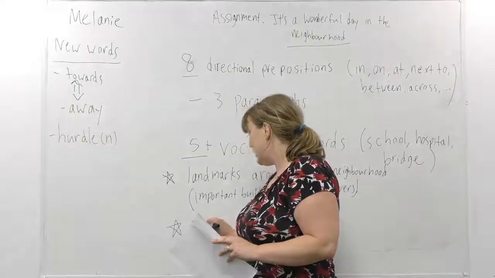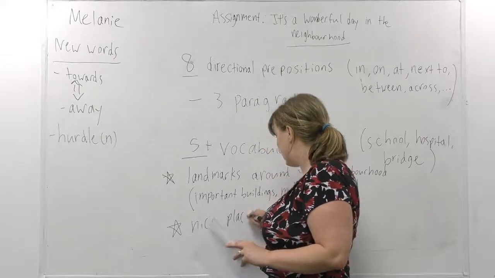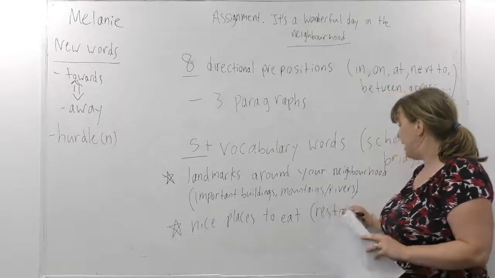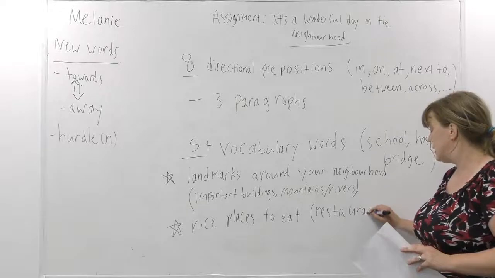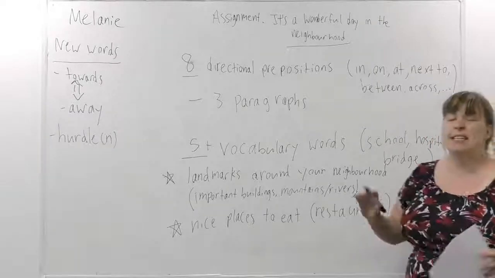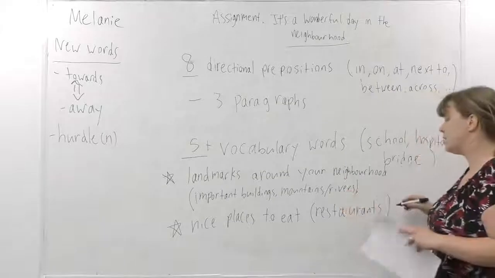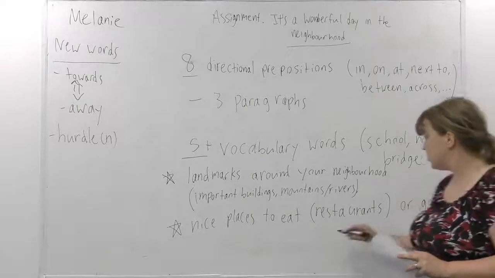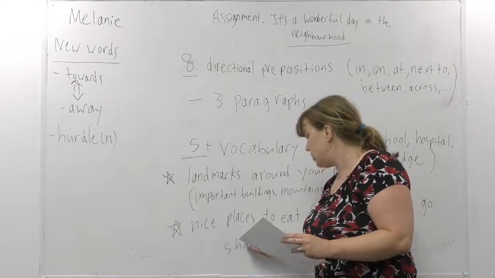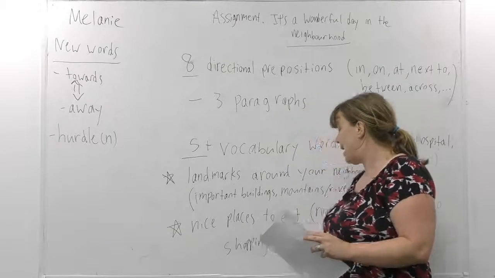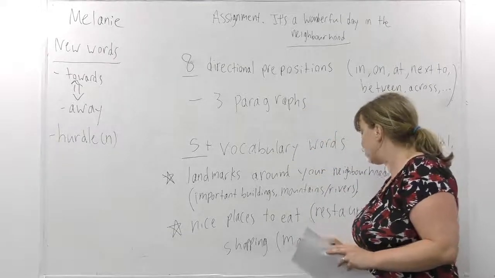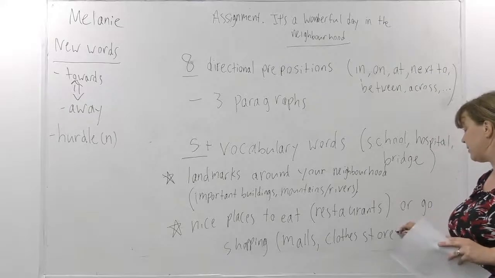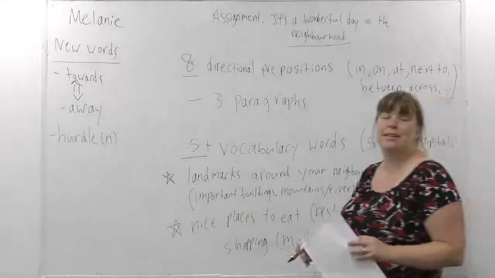All right. Nice places to eat, such as restaurants. And you could say, what kind of restaurant? Is it McDonald's? Or is it a fancy Italian restaurant? Sushi restaurants? Nice places to eat or go shopping. Okay. So for shopping, do you have malls or clothing stores, shoe stores, etc.? You could include cafes under restaurants.